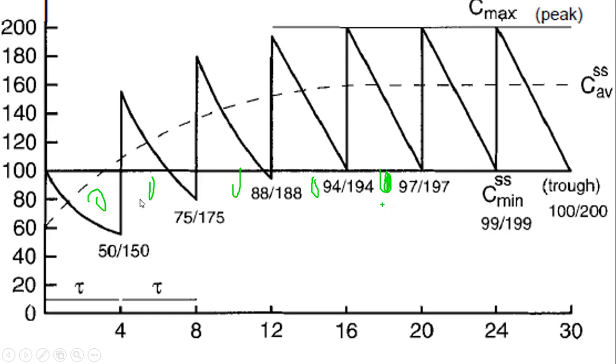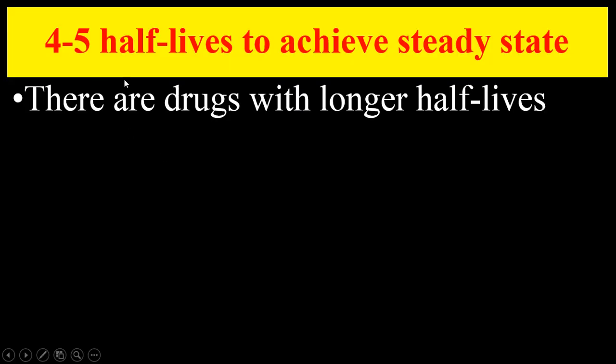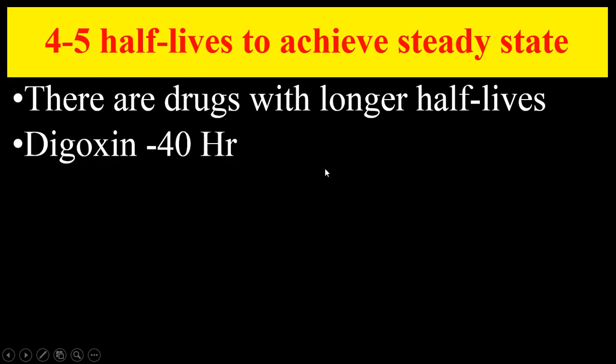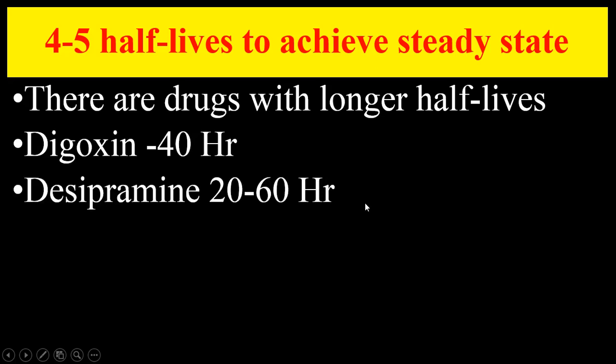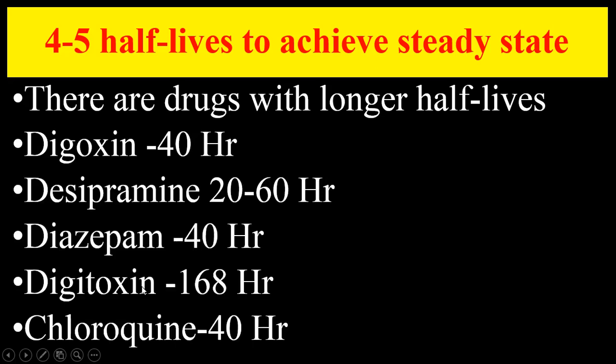So what about drugs which have longer half lives? For example, digoxin has 40 hours, and desipramine, and these are all drugs having a long half life. So should we wait for 4 to 5 half lives? These 4 to 5 half lives would be very long to get the steady state plasma concentration.